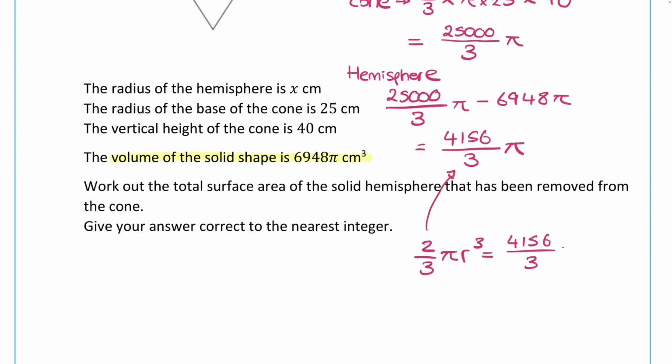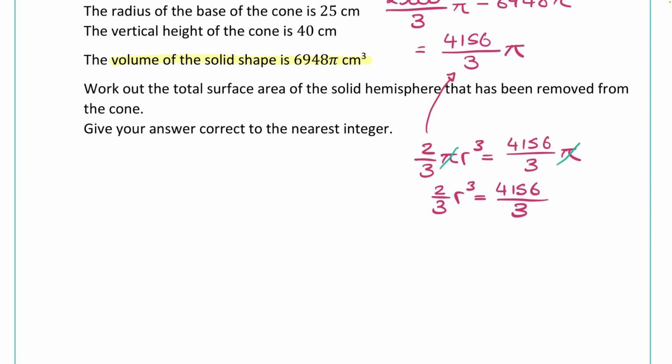4156 over 3 pi. Now the easiest thing to do, first step here, is to divide both sides by pi, as that gets rid of that pi symbol. And then we are just left with 2/3 r cubed, which is equal to 4156 over 3. Now we're doing this on a calculator, so we can quite easily divide both sides by 2/3. There are other mini steps that you could do in between to make this look a little nicer, but it's nice and easy on the calculator to just divide by 2/3.